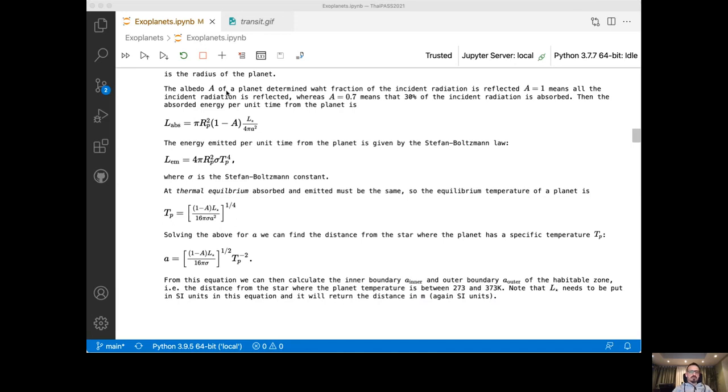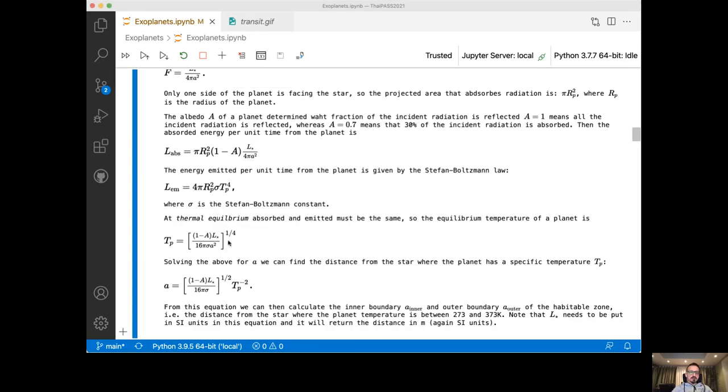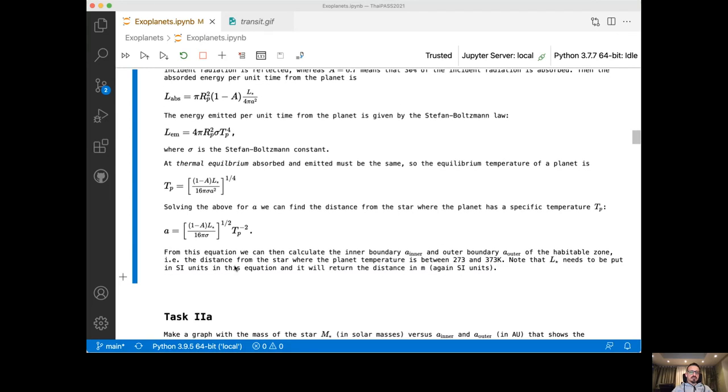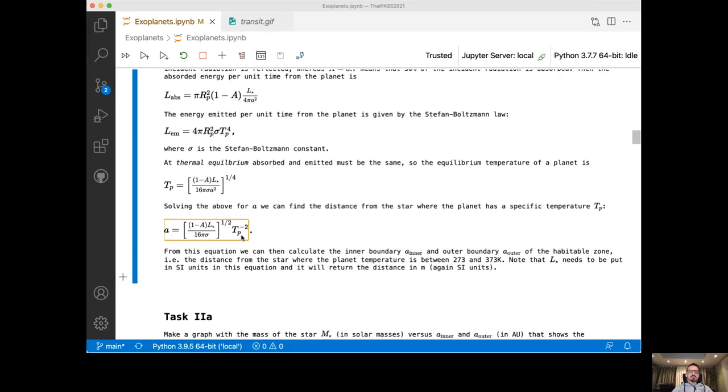where this capital A is the albedo of the planet, which determines what fraction of the incident radiation is reflected. So A equals 1 means that all the radiation is reflected. It's basically like the planet is a mirror, which of course is not the case. Whereas 0.7 means that 30% of the incident radiation is absorbed. And then by solving this equation for the distance a, we can relate the distance of the planet and its temperature.